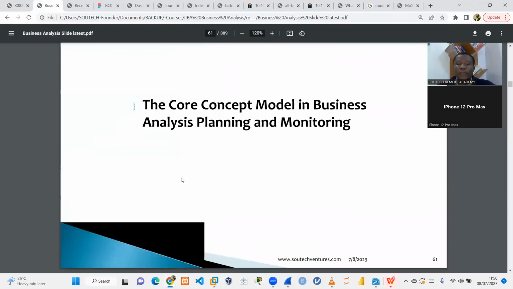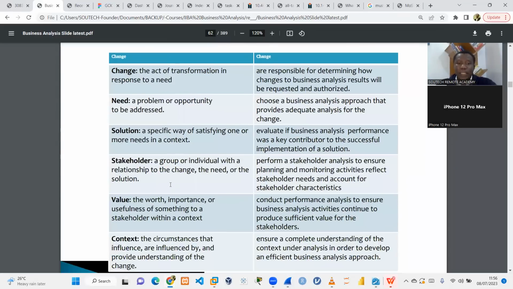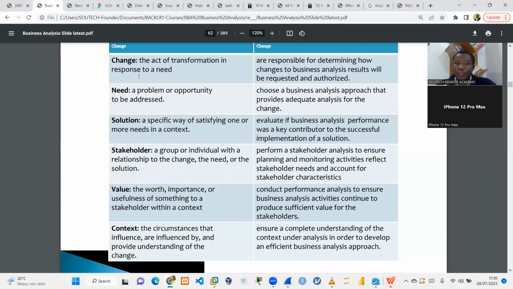So let's look at the very first one. Let's look at some core concepts in business analysis, planning, and monitoring. So look at this text. Very, very critical, very, very important. Change. You need to understand what the change is. You need to understand what a need is. You need to understand what a solution is. Who are stakeholders? What is value? How do we say we have gotten value? Because at times, a business analyst is always looking at value.